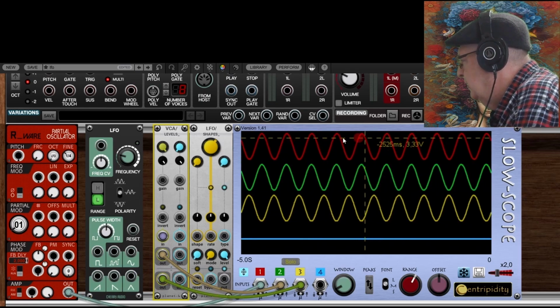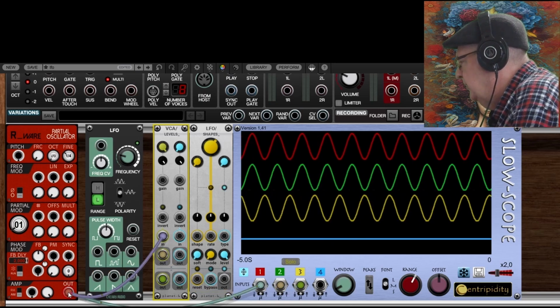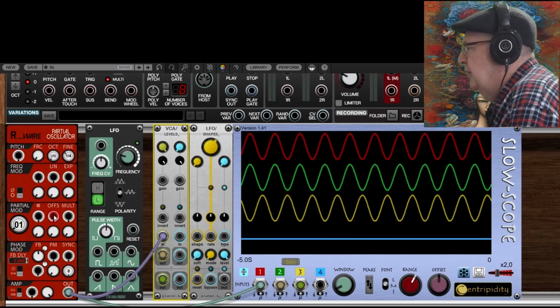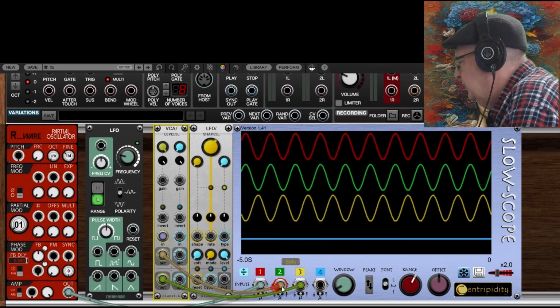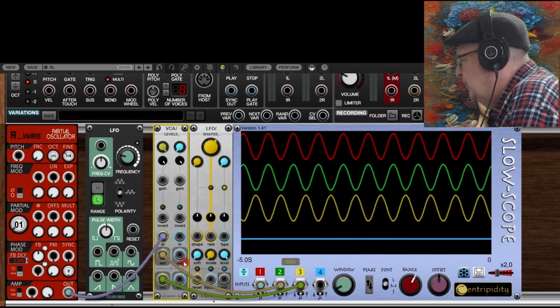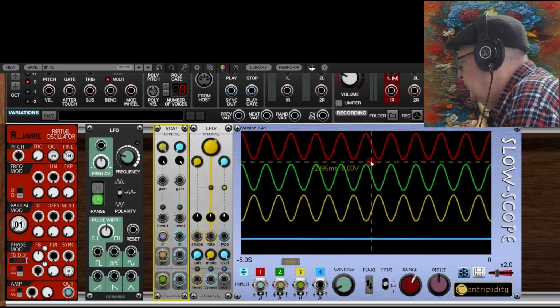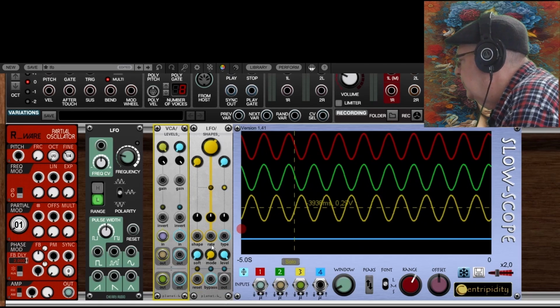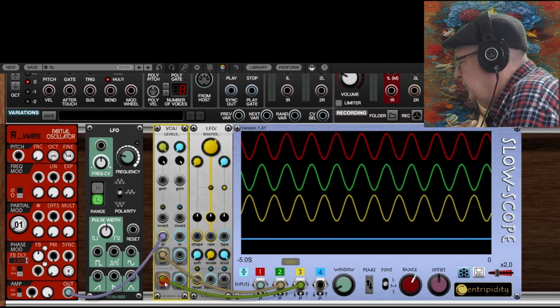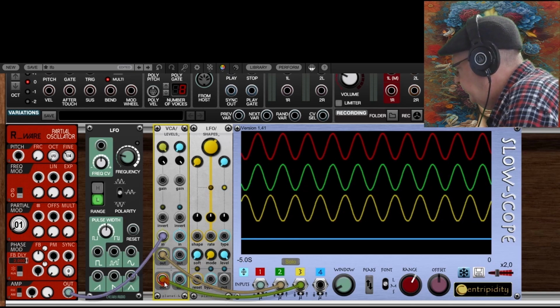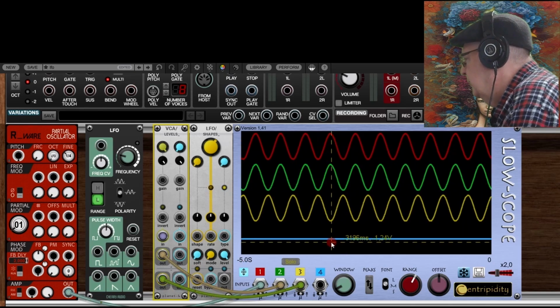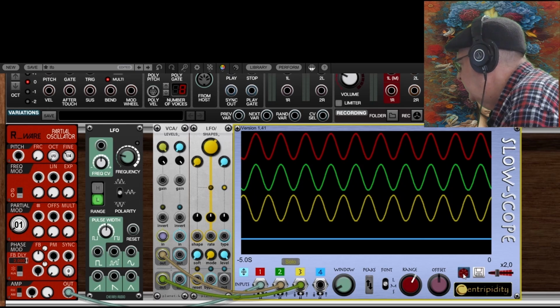So the red graph here is the wave as it comes from the partial oscillator, and the green one is the one which comes from the upper output, and you see it's identical. The yellow one down here is the wave coming from the lower output, the inverted one, as you see. Let me stop it, so I think it's clear.